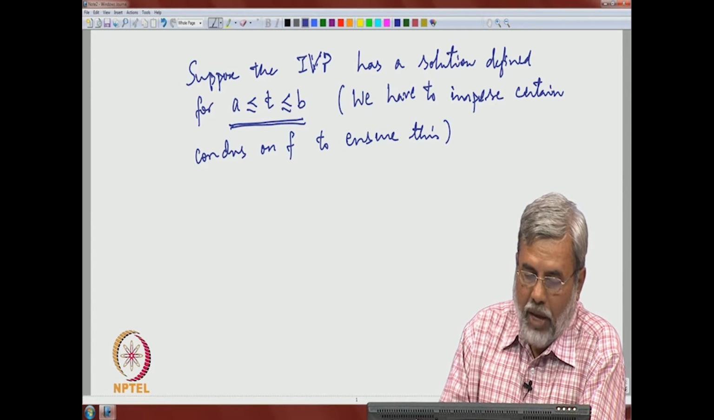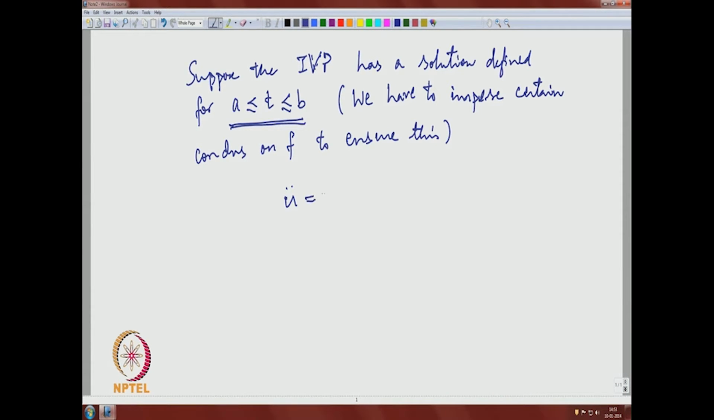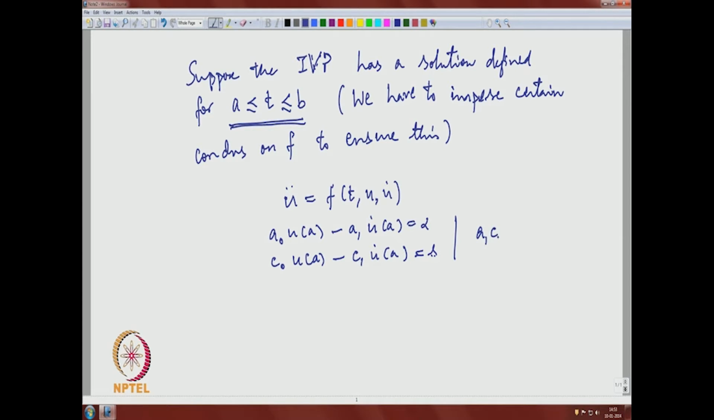Okay. So, we have now the solution for, let me just write again, U double dot equal to F of T, U, U dot, and we have A0 U(A) minus A1 U dot(A) equal to alpha, and C0 U(A) minus C1 U dot(A) equal to S. S is at our freedom, okay, and we have normalized so that A1 C0 minus A0 C1 is 1. So, these two conditions are linearly independent, and we have a solution which exists for the entire interval [A, B]. Okay.